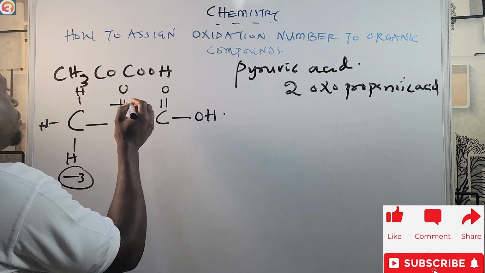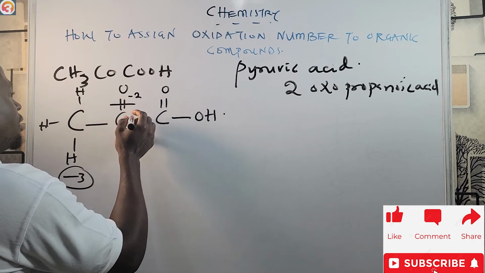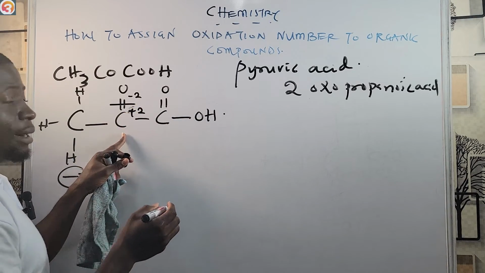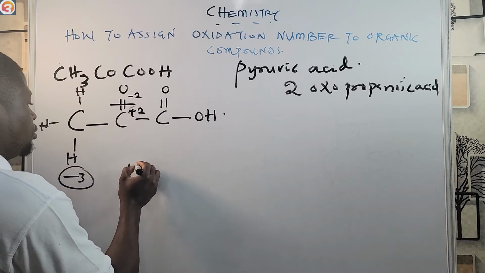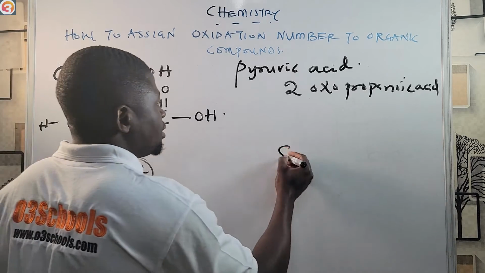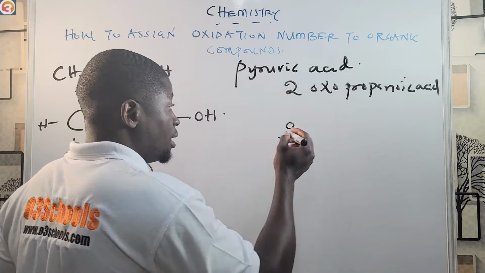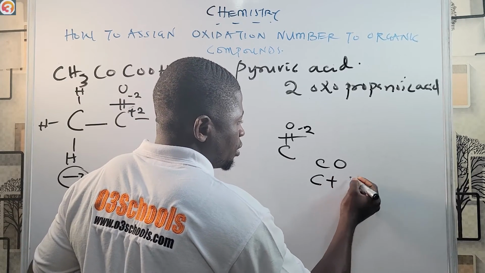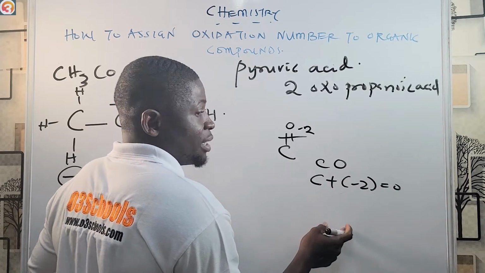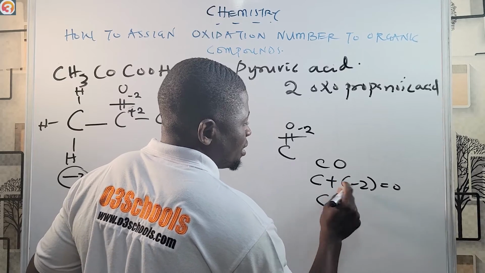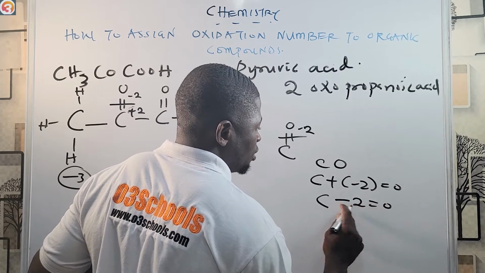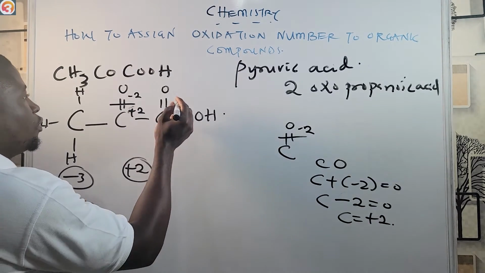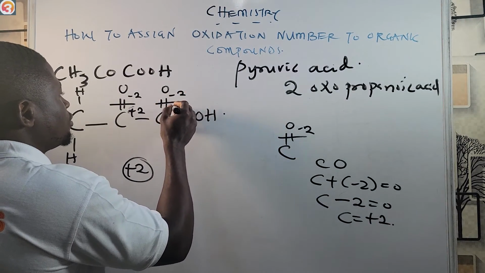So now if you break this bond here, -2 for oxygen, +2 now for carbon. So here will be +2. Hope you understood that C double bonded to O. If you break this bond, the oxygen is -2. So I'm saying CO. C plus -2 is 0. Oxygen is -2, so C plus -2 is 0. -2 goes that way. That C is +2. That's why we have +2 here. So we'll break this one also. -2, +2.